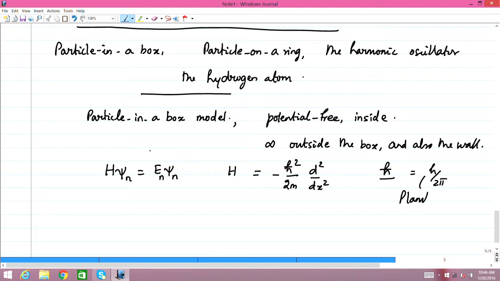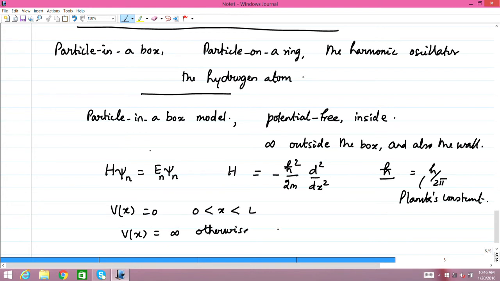Please remember these things all the time, Planck's constant, and therefore, you solve this equation for the potential model, namely V of x is 0 for x in a certain region, maybe the length of the box being L, and V of x is infinity otherwise, meaning x less than or equal to 0, x greater than or equal to L. Okay. So, this is the box model, and what are the solutions?